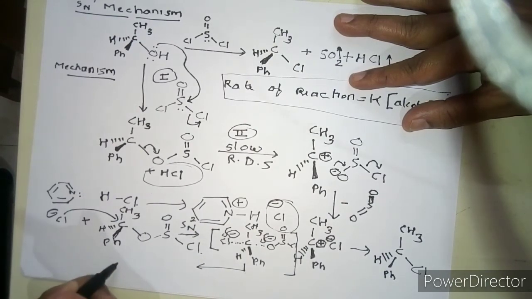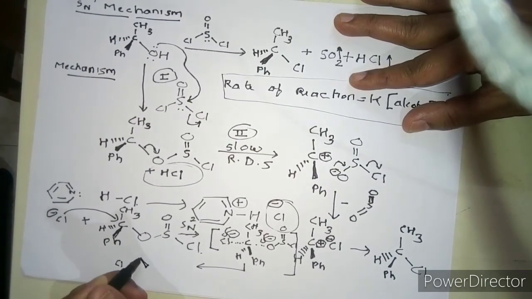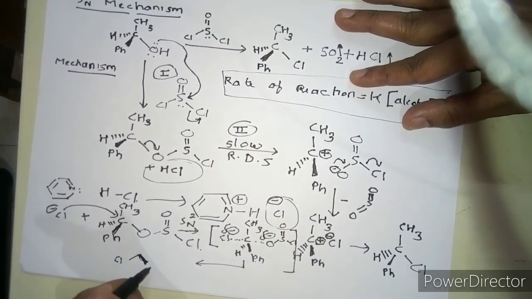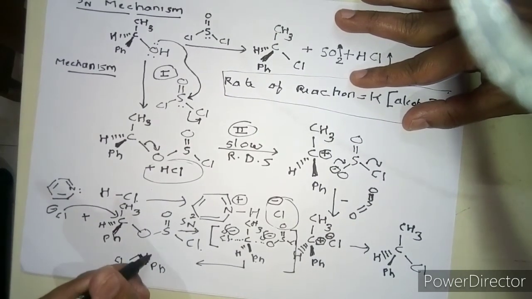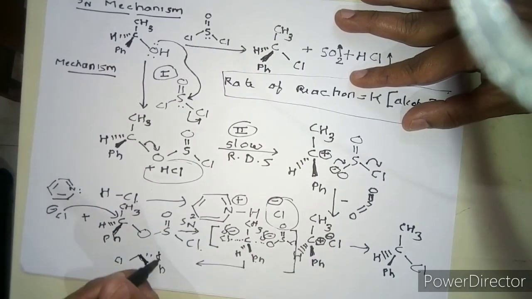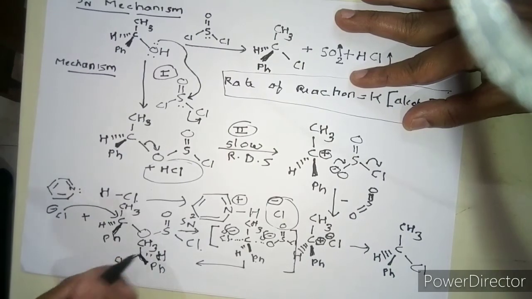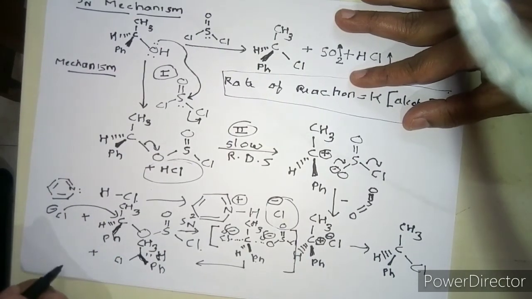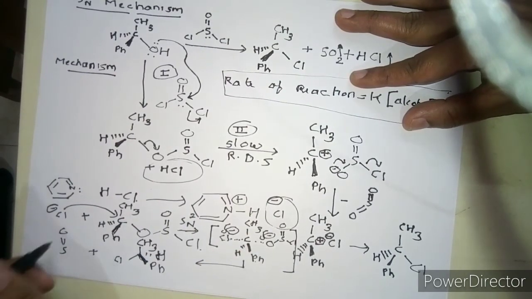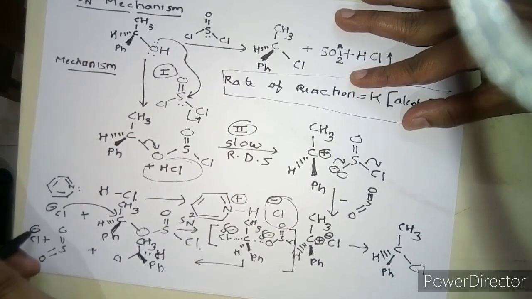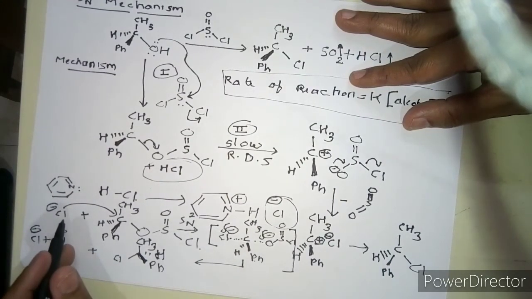And finally what you land with, I will write it here. Cl comes on this side, here this CH, this is the hydrogen, and this is the CH3, plus these two electrons go here, plus S double bond O, plus Cl minus.